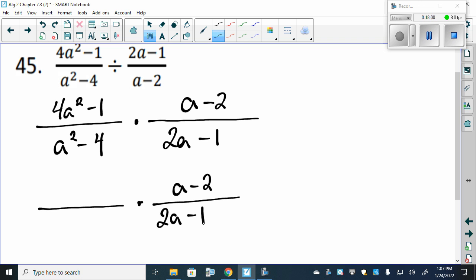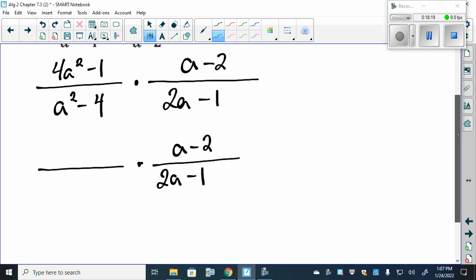Now the a minus 2 and 2a minus 1 aren't going to change because neither one of these have a greatest common factor between them. A minus 2, there's no greatest common factor. 2a minus 1, there's not a greatest common factor. And the degree for both of these is 1. So it doesn't simplify down further.